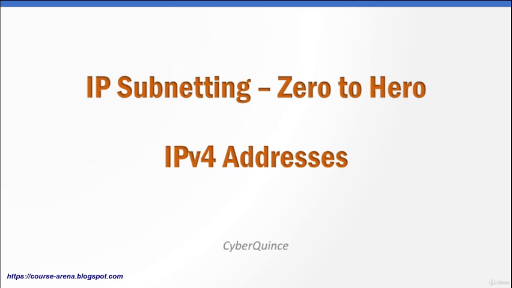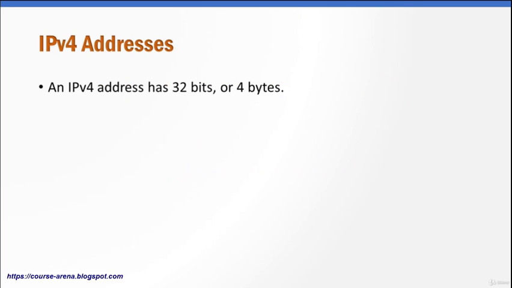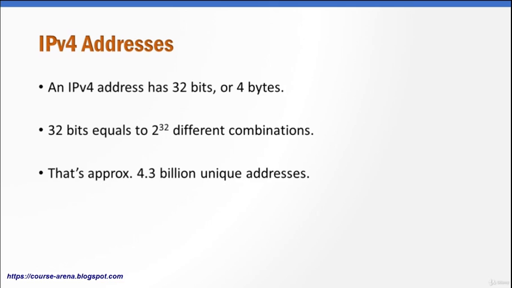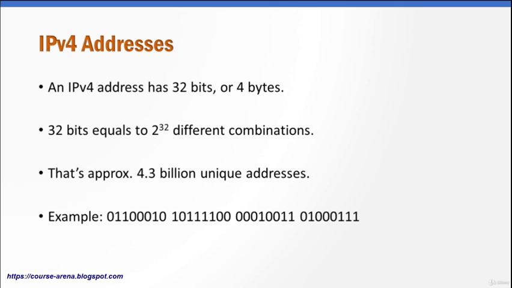In this lesson, we're going to talk about the format of IPv4 addresses. So first of all, an IPv4 address has 32 bits or 4 bytes. That's 2 to the power of 32 different combinations, and that's approximately 4.3 billion unique addresses. Let's look at an example. Here's an IP address written in binary format. Here we can see that we actually do have 32 bits in an IP address.